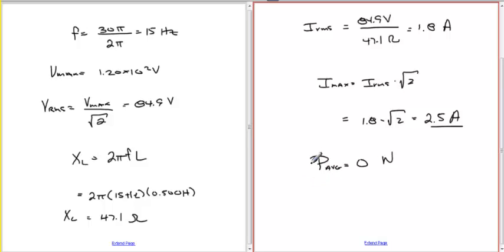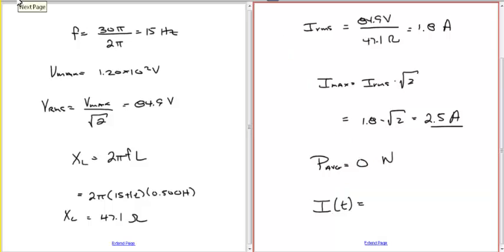So the average power for a resistor is a value. The average power to an inductor and the average power to a capacitor is 0. So they're trying to trick you there. Find an expression for the instantaneous current, so I of t.